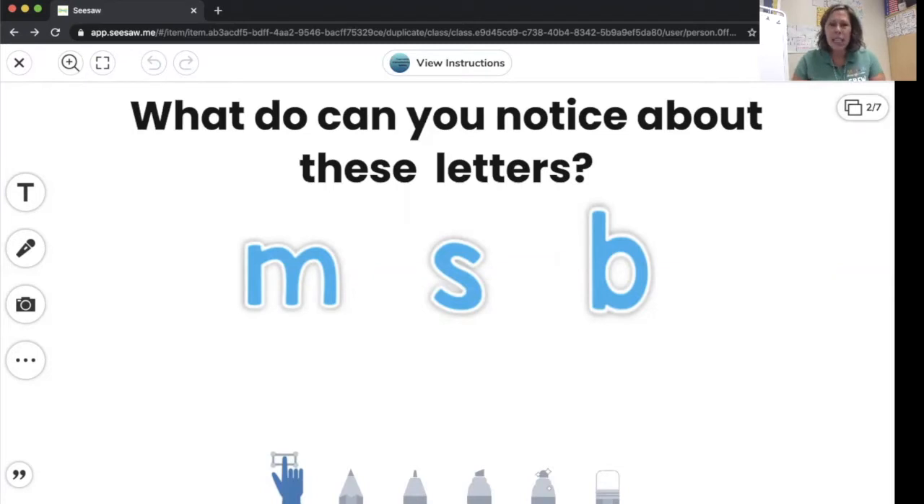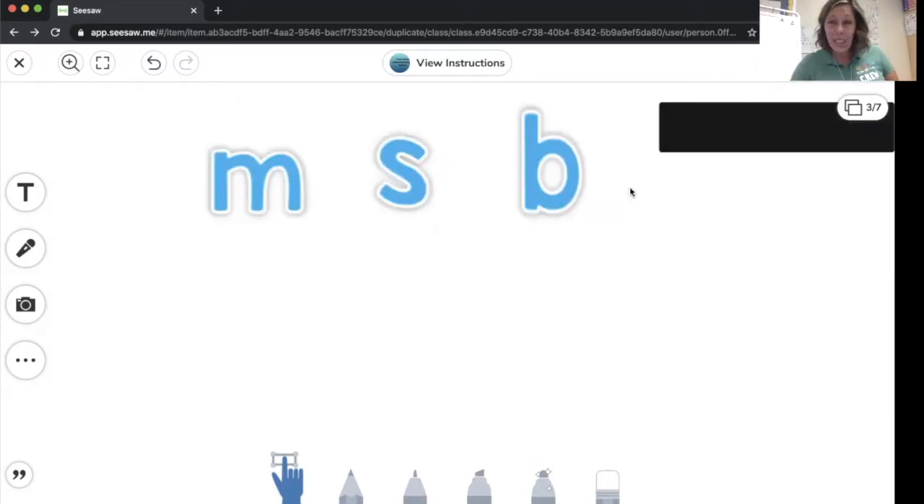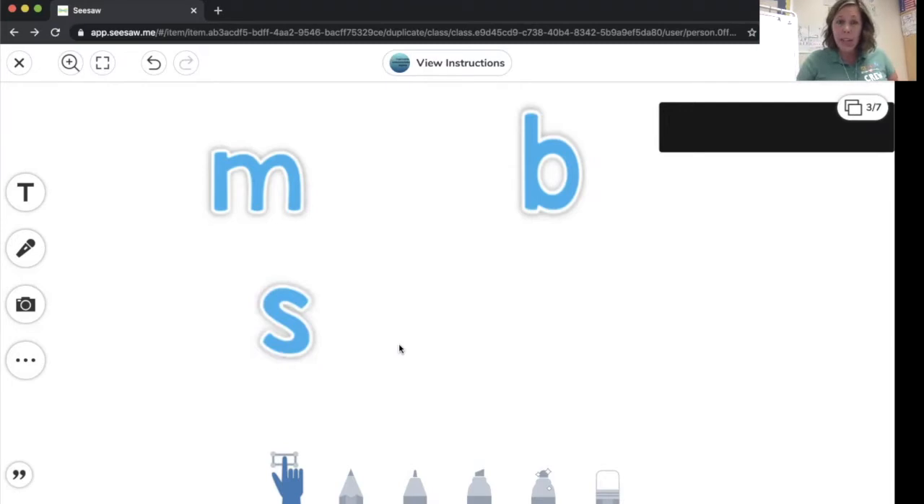I notice that some of them have curves. And I notice some of them have lines. Did you notice any of those things? Great job. Okay, let's start out looking at, how about the middle letter? We're going to look at this letter right here. I want to see what I can notice about this letter.